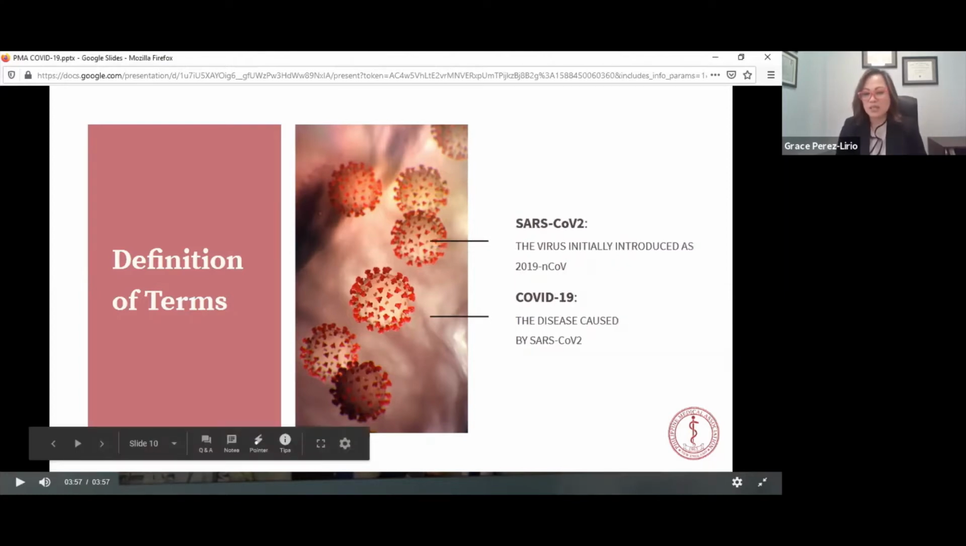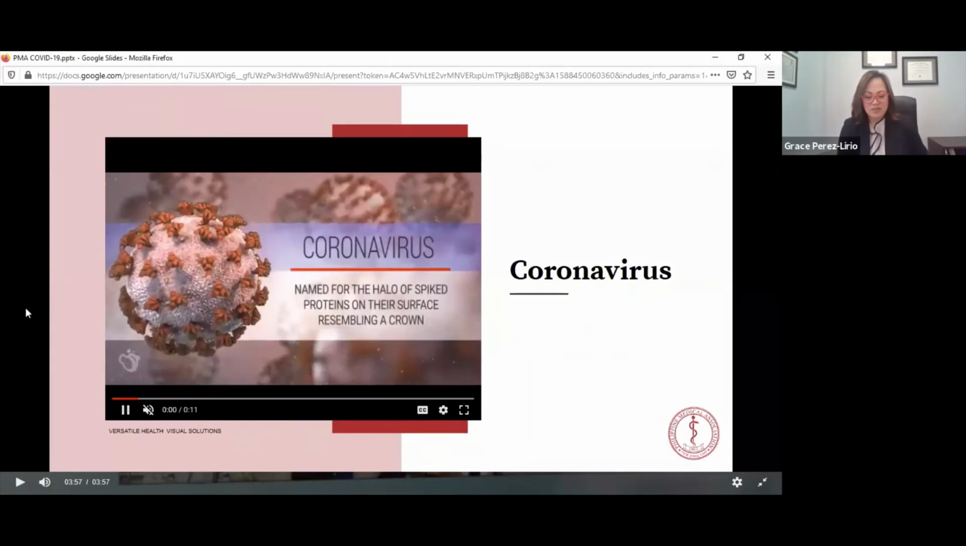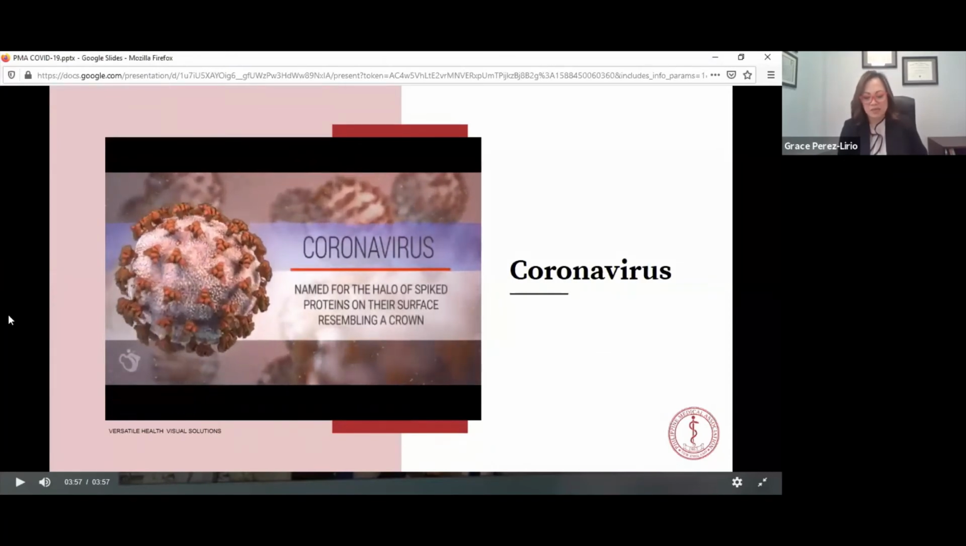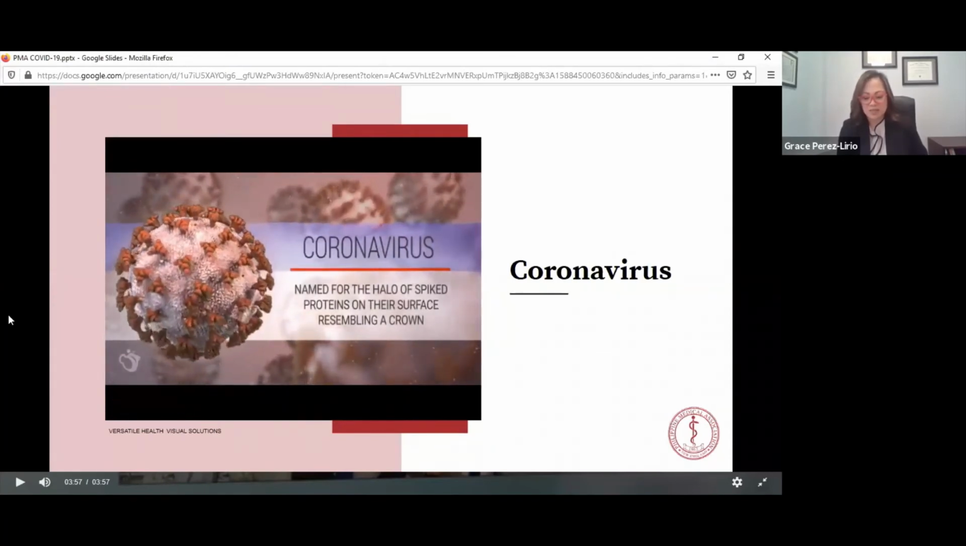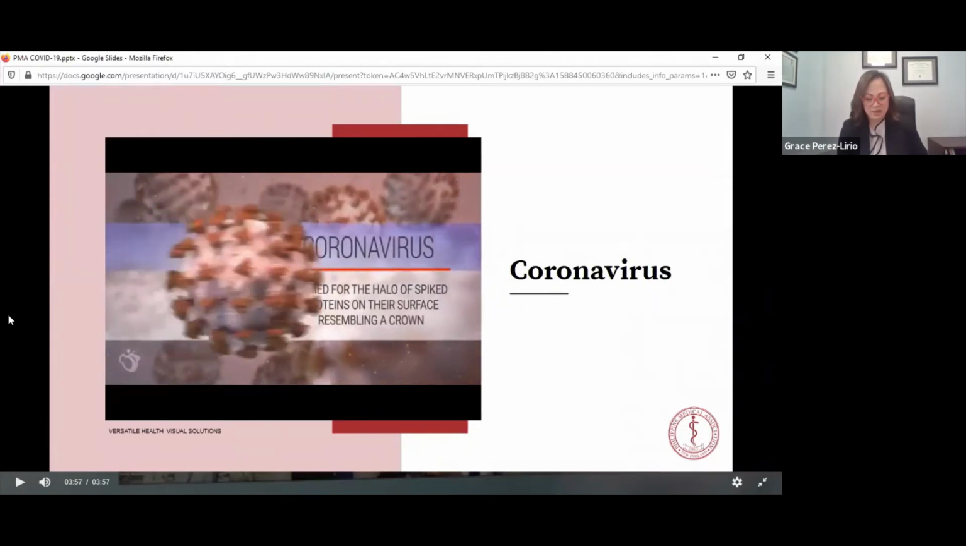SARS-CoV-2, so you'll hear these words SARS-CoV-2 and COVID-19. So SARS-CoV-2 is the virus that was initially introduced as a novel coronavirus 2019 nCoV. So it is the infectious agent that is the cause of this pandemic. COVID-19 is the disease. It stands for Coronavirus Disease 2019, and it is a disease condition that is caused by SARS-CoV-2. So the coronavirus got its name because of its appearance under the microscope. I know you've seen this before many times. It has a halo of spike proteins on their surface that resembles a crown.